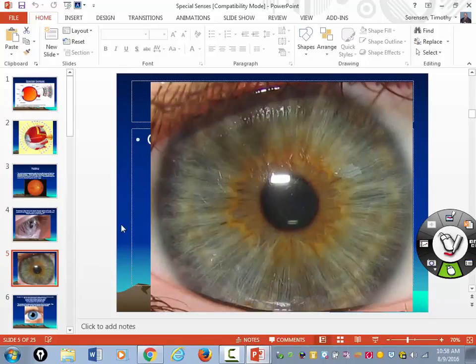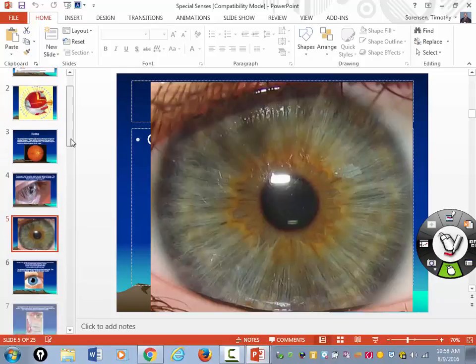Just so you know, people don't have one complete eye color. That's because the iris is made up of circular and radial bands of muscle. Did you know that? And how they're arranged determines the pigment. All right, so watch.